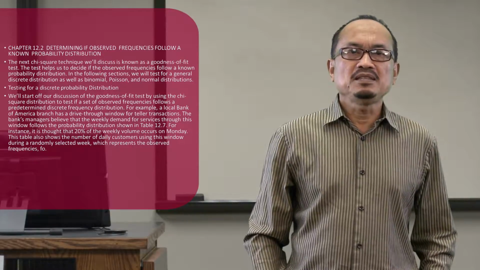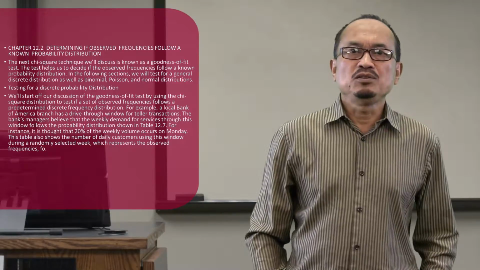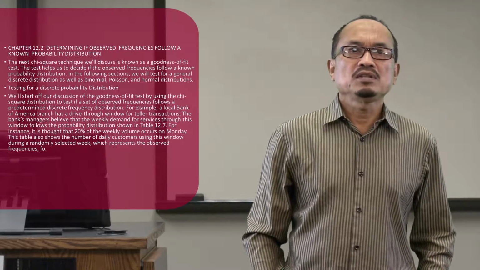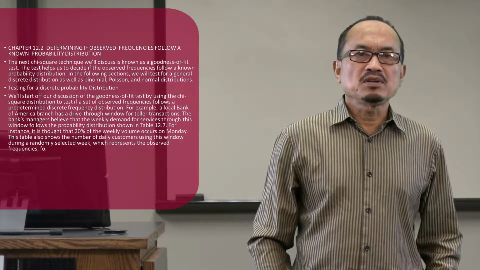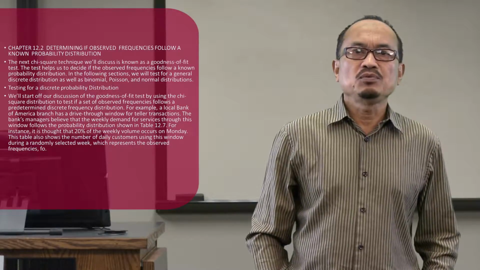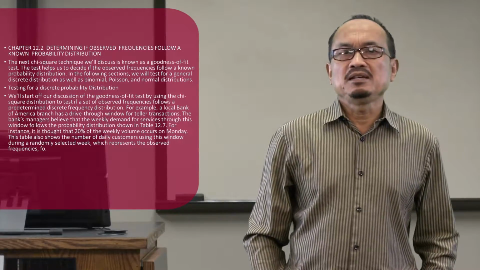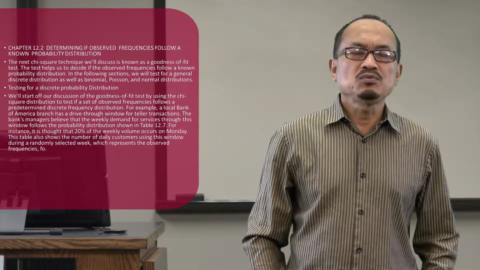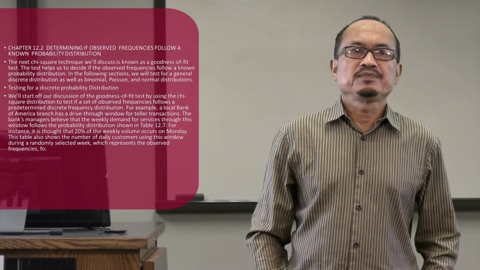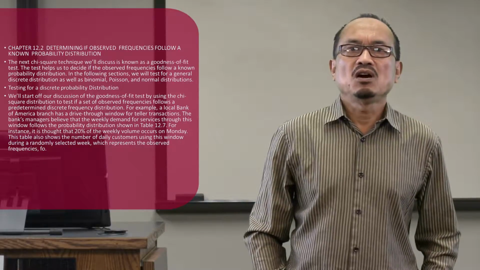Testing for a discrete probability distribution. We will start off our discussion of the goodness of fit test by using the chi-square distribution to test if a set of observed frequencies follows a predetermined discrete frequency distribution. For example, a local Bank of America branch has a drive-through window for teller transactions. The bank managers believe that the weekly demand for services through these windows follows the probability distribution shown in table 12.7. For instance, it is thought that 20% of the weekly volume occurs on Monday.